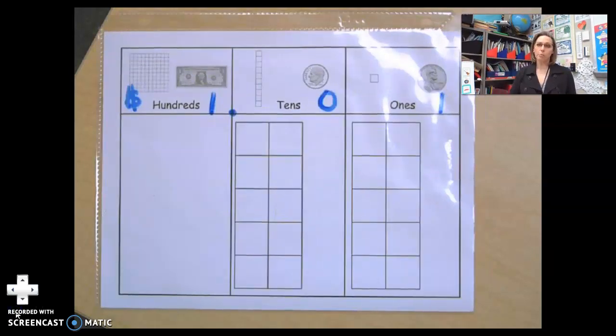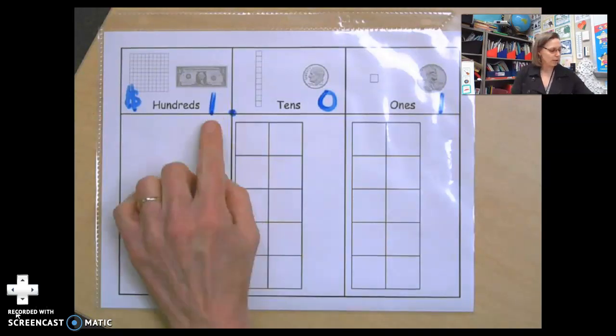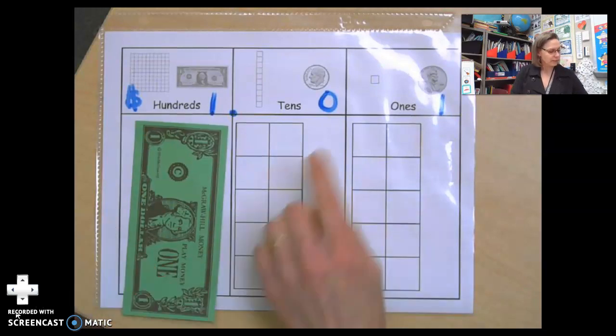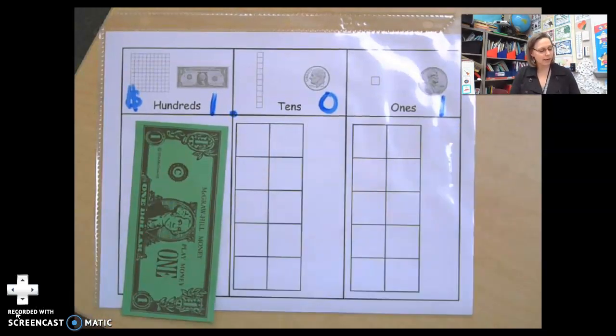All right, let's do another one. Okay, this one looks almost exactly the same, doesn't it? It has ones and zeros in it. So I see that this is a $1 bill, 0 dimes, and 1 penny. So how would we read this?